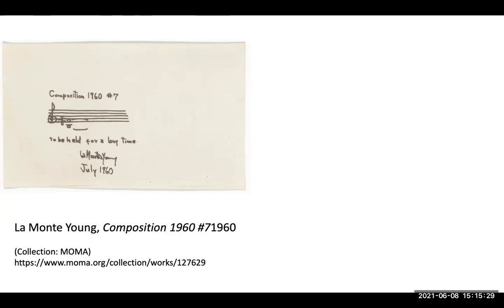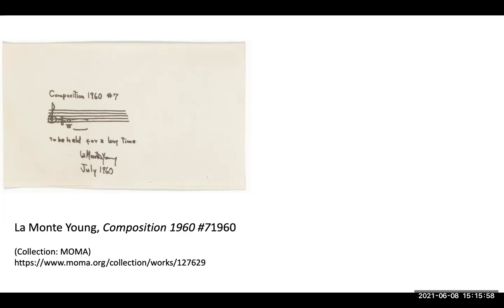La Monte Young was inspired to extend the paradigm of the composition to describe both music and other kinds of actions. His 1960s compositions were concerned with duration and repetition. In this first one here, Composition 7, musical notation depicted the notes B and F sharp with the accompanying direction to be held for a long time.